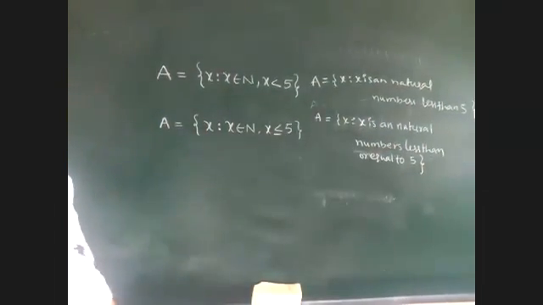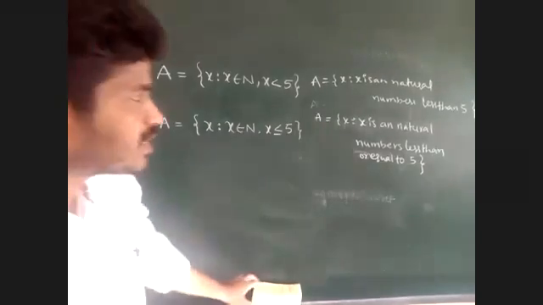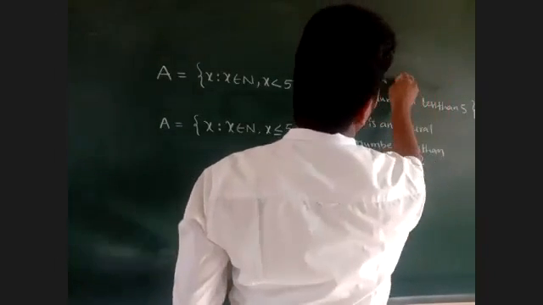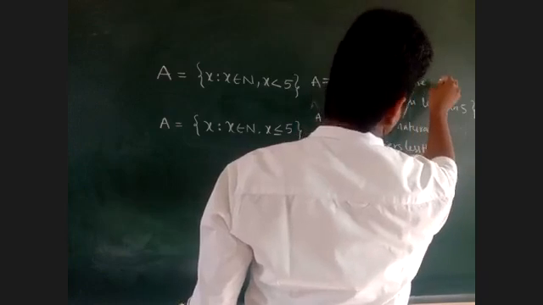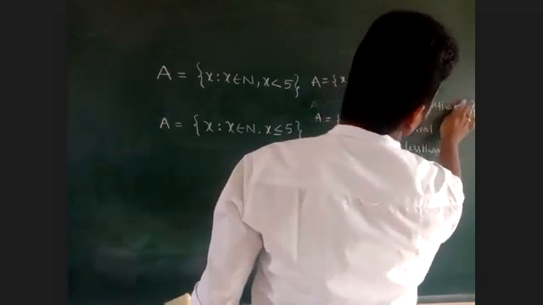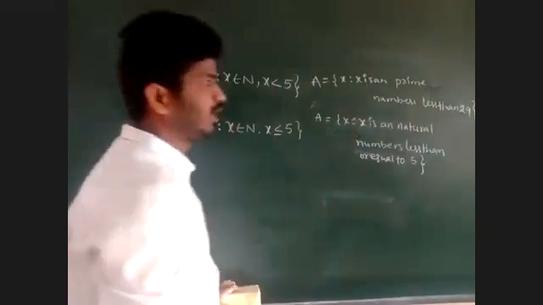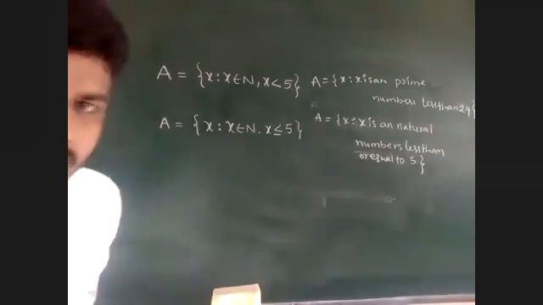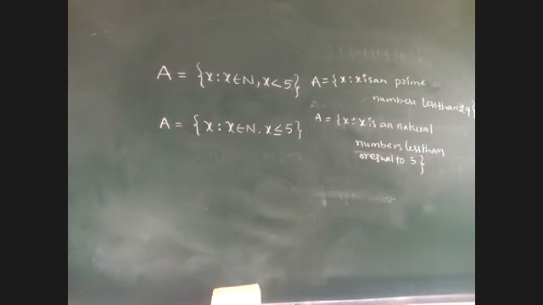Now, tell me, x such that x is a prime number less than 29. Then tell me in symbolic form. A equals x such that x belongs to prime numbers, x less than 29. Then tell me, how many prime numbers are there less than 29?